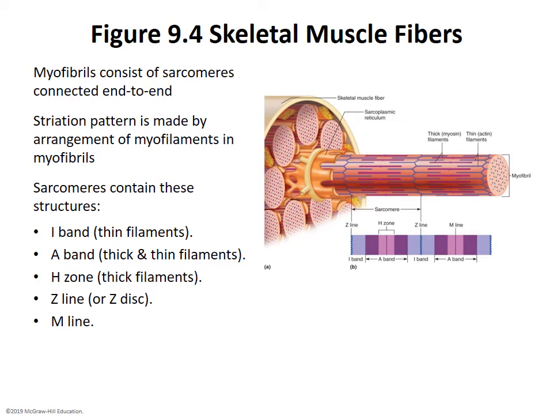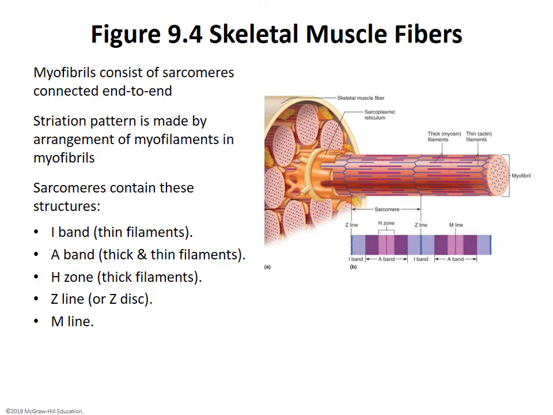If we look at a sarcomere and the way it's made up, we can see the thin and thick filaments form these dark and light and medium stripes. This is where striations appear. That's why skeletal muscle is called striated, because skeletal muscle and cardiac muscle have sarcomeres. Smooth muscle does not. It has a different kind of arrangement.